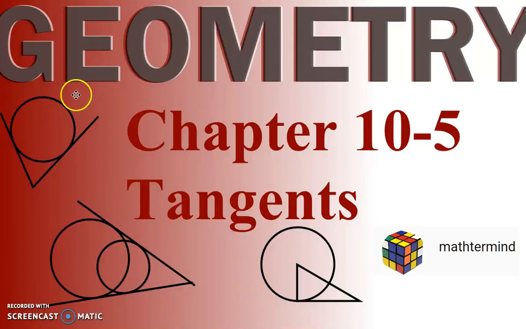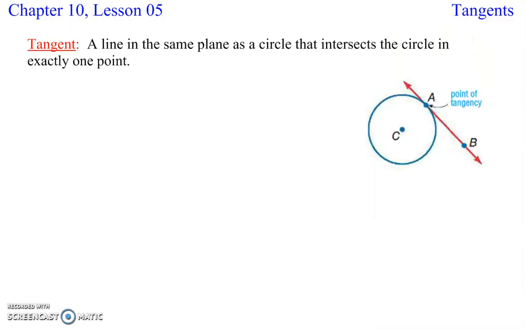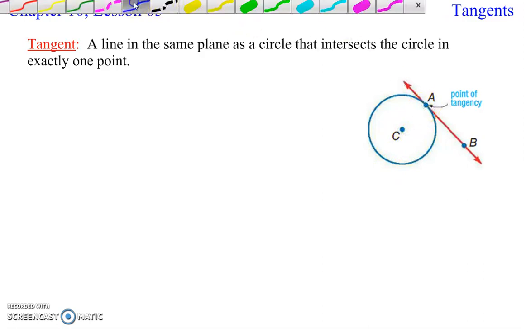Alright. Here we go. Geometry, chapter 10.5. We're talking about tangents. So, a tangent is a line in the same plane as a circle that intersects the circle in exactly one point. Means it only touches it right there. Now, sometimes the way we draw it, for the thickness of the line, it looks like it touches more. But it touches in one point. It's called the point of tangency.